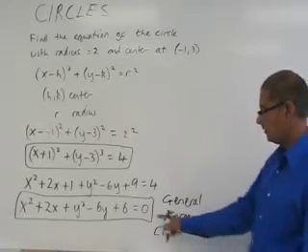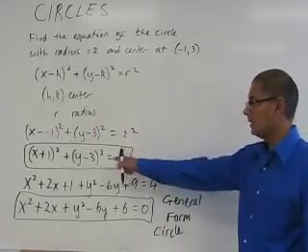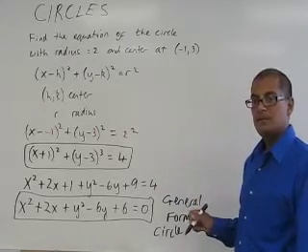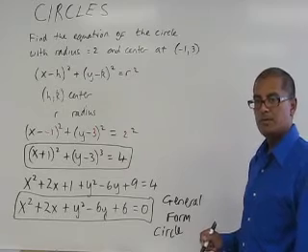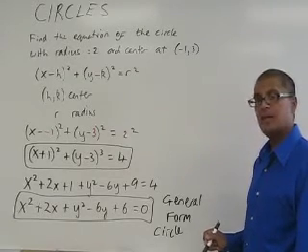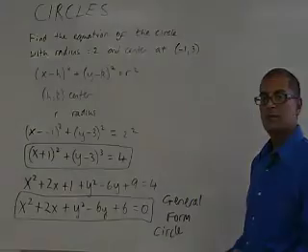So sometimes we're given the circle in this form. Sometimes we're given it in this form. If we're given it in this form, it's easy to find the center and the radius. If we're given it in this form, it's a little bit more difficult to find the center and the radius. Let's take another example where we're given the equation and we want to find the center and the radius.